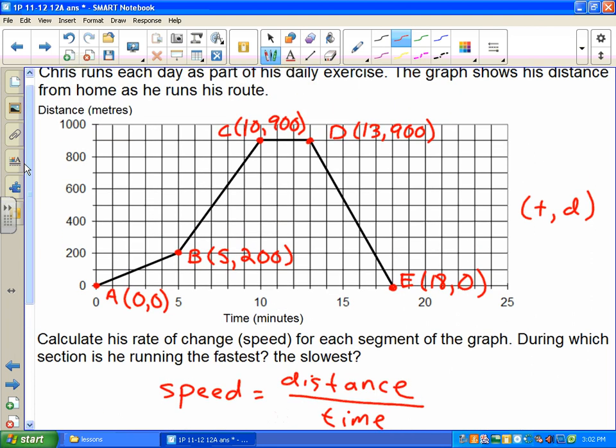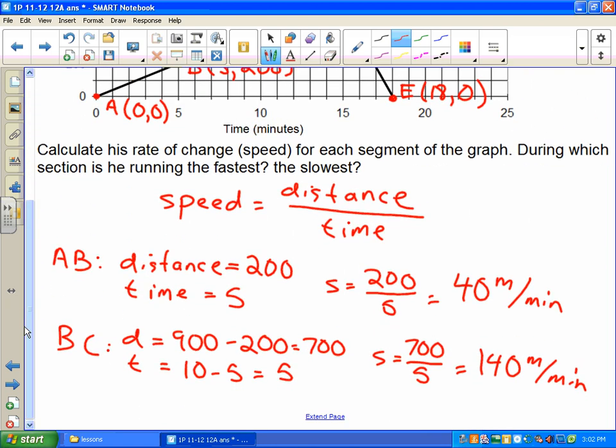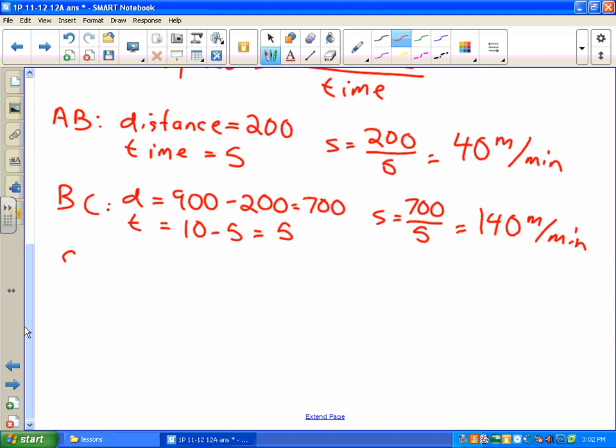Okay, the next one is the easiest one. From C to D, what's his speed? He's not moving at all. His speed is going to be 0 from C to D. So C to D, speed equals 0. How do we know that? Because it's a horizontal line.